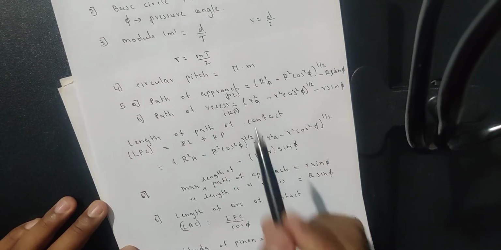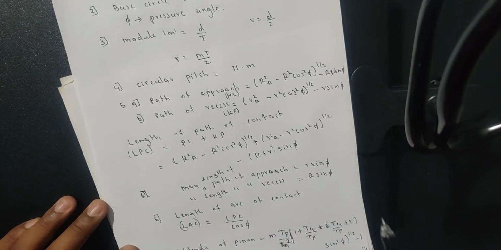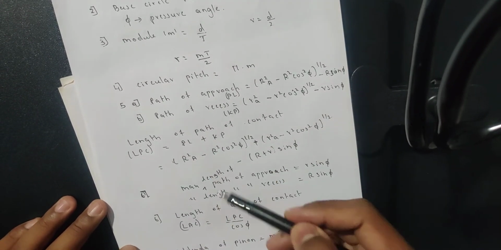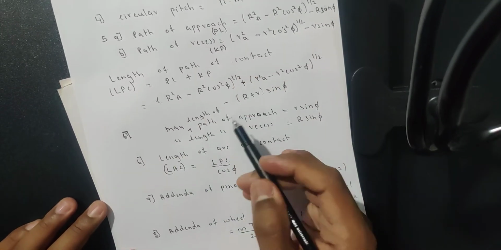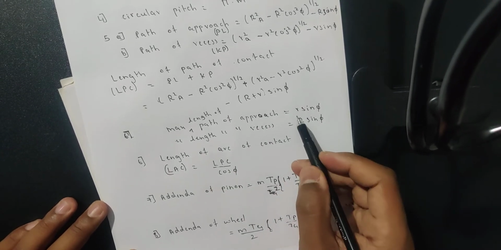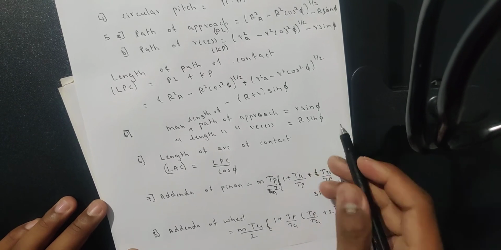Then we have path of approach, which we call PL, and path of recess, which we call KP. These are the two different formulas. If I combine them, I get the length of path of contact. If I want to know the maximum length of approach and the maximum length of recess, they will be given as r sin phi and R cos phi sin phi.